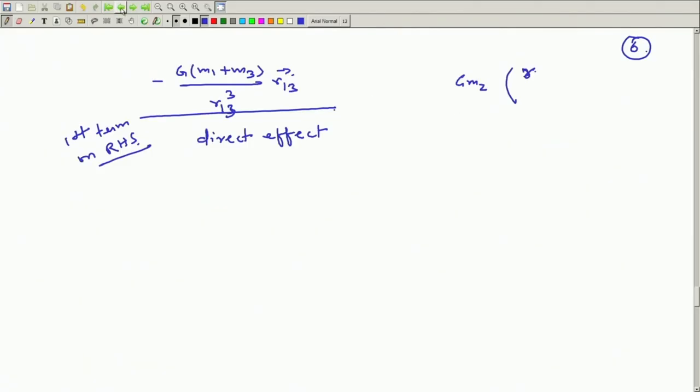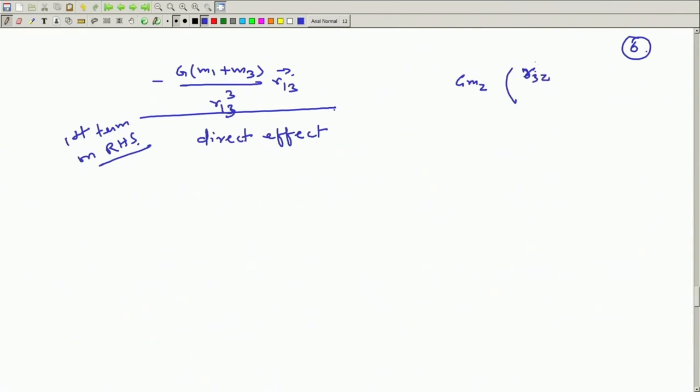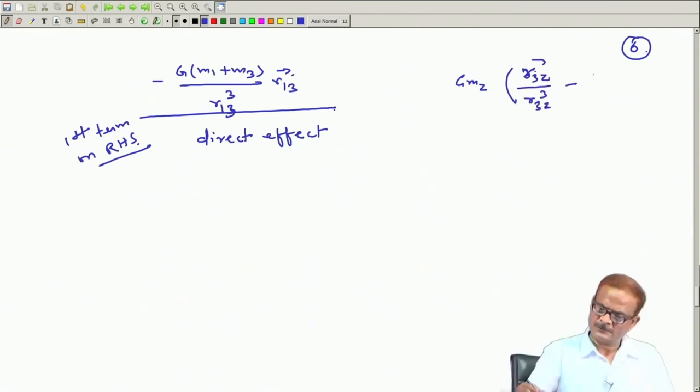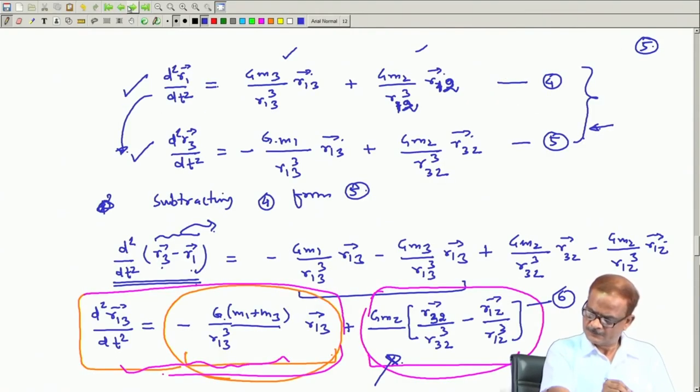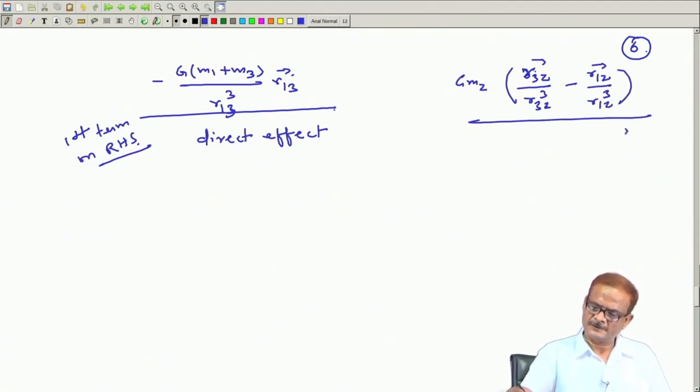Therefore, the second term which we have here is GM2 R32 divided by R32 whole cube, minus R12 divided by R12 whole cube. This is the second term, and this is the perturbative term.